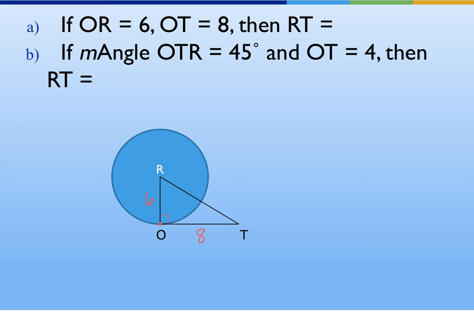Someone set this up for me. Christian? Yep, 6 squared plus 8 squared equals, and you could use RT, or you could set a variable. Christian wanted to use x, let's use x squared. Perfect. Why is x squared alone? Hypotenuse. All right, so this is going to be 36, this is going to be 64, this is going to be x squared. We get 100 equals x squared. We take the square root, and we get x equals what, Lauren?